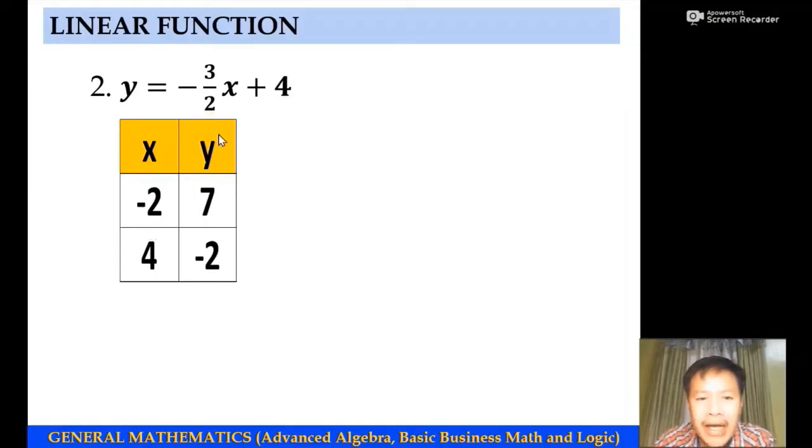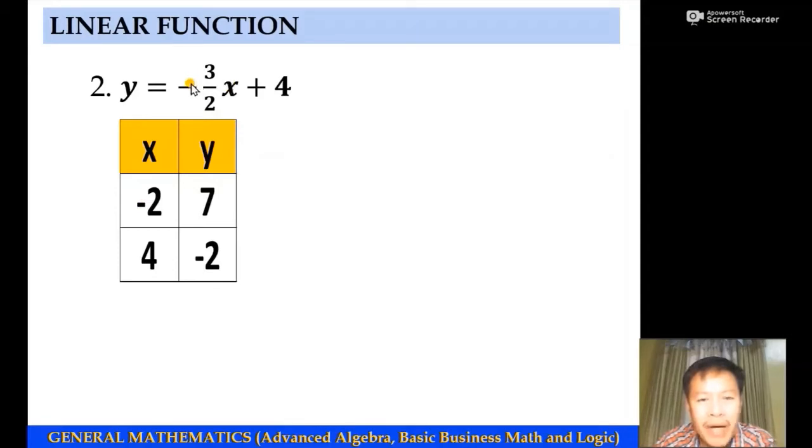That is why if you're going to assign a value of x here, you're going to consider the denominator 2 here. You can have 0 here. You can have -6. You can have -4, because all of these numbers are divisible by 2. I want -2 here. Substitute x with -2.